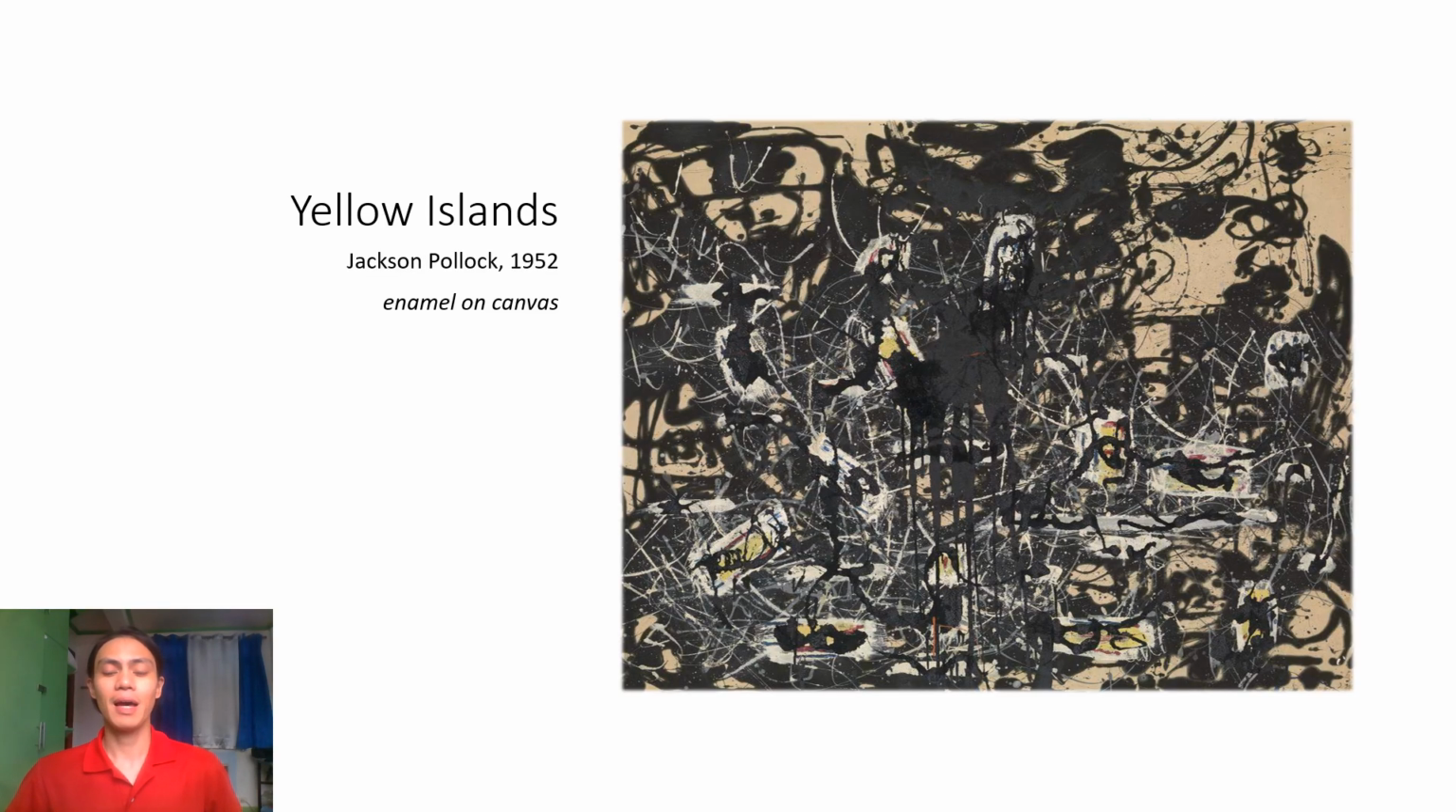An example of abstract expressionism, here is Jackson Pollock's emblematic work, Yellow Islands in 1952. Acclaimed for pioneering the drip painting method, Pollock expertly wielded enamel paints over canvas, creating a highly animated and emotive masterpiece that encapsulates the soul of this groundbreaking movement.